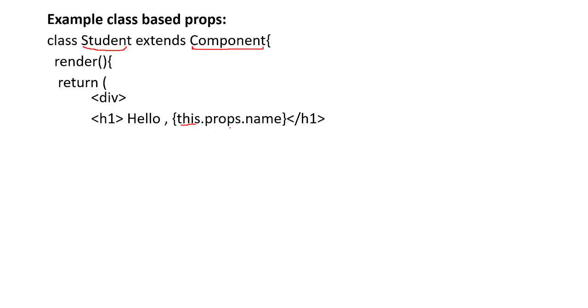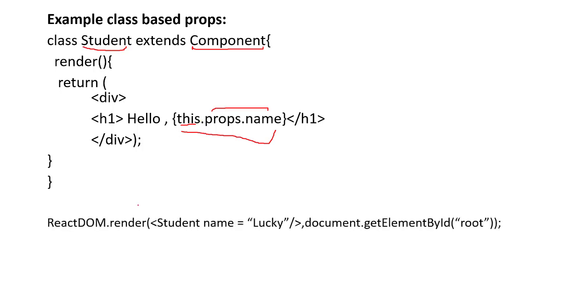Class based props. But in the functional based, we'll use only the props name, like this. But in the class based props, we use this.props.name. Here we use the this keyword, this, then div close. This is an example, and then we will render this with the help of the render.